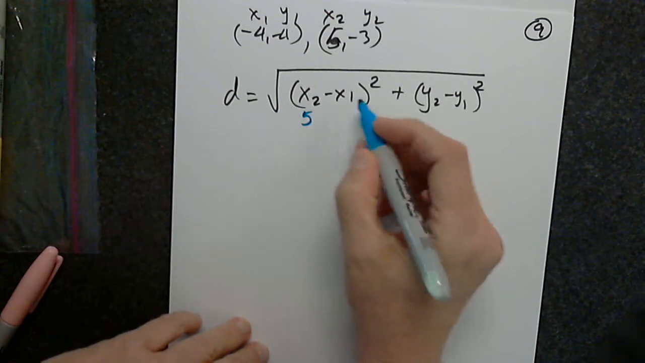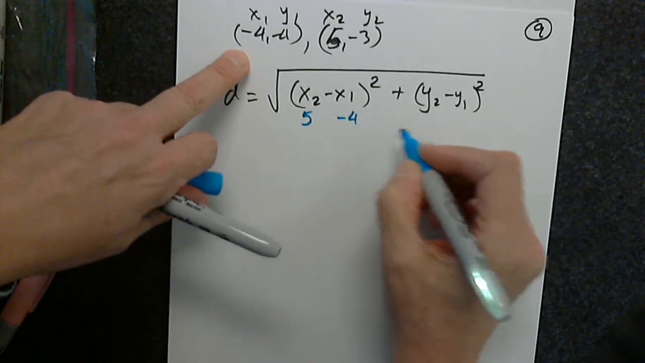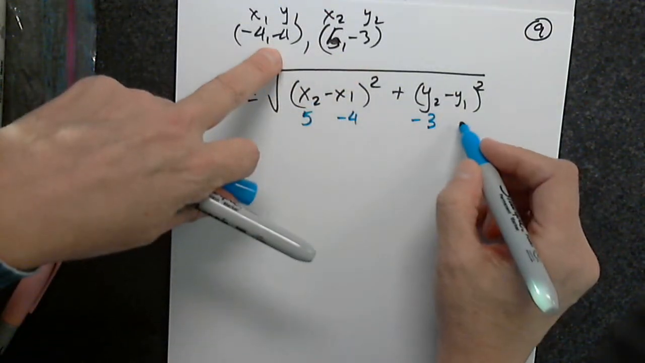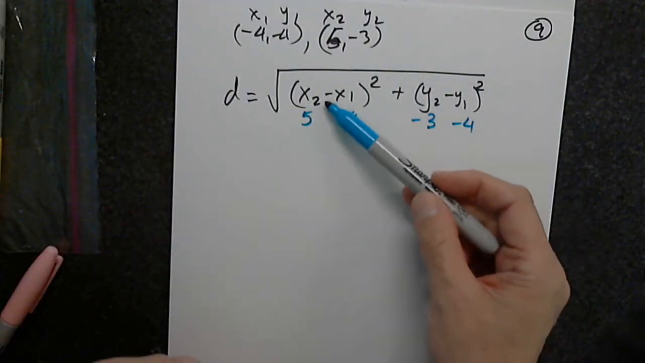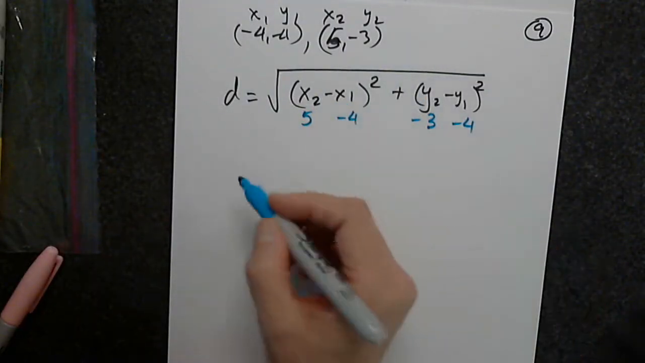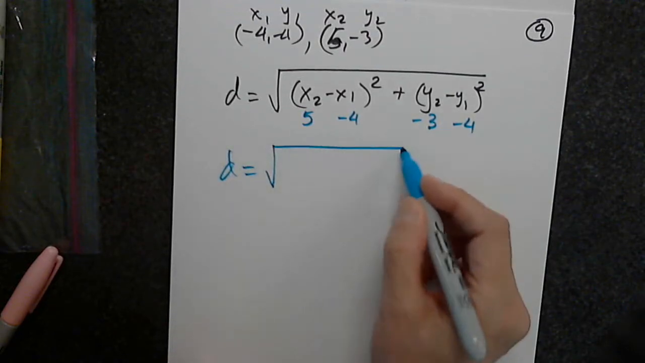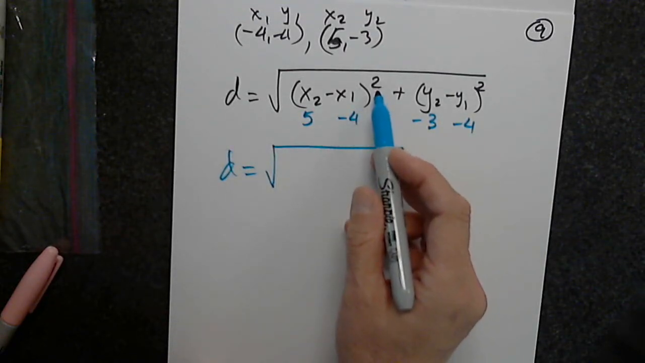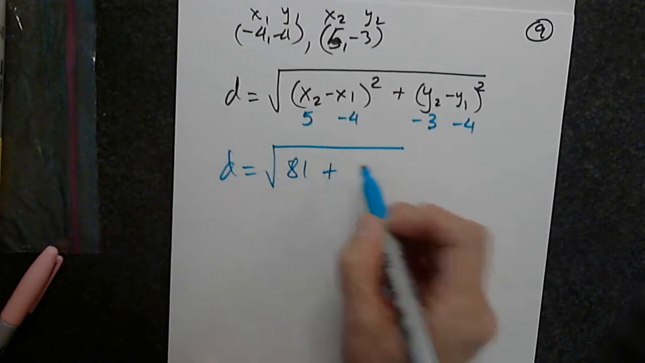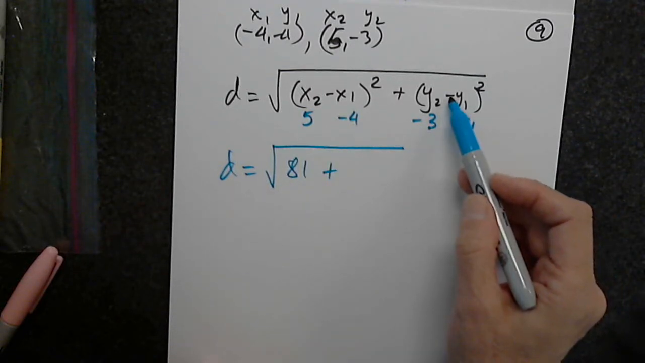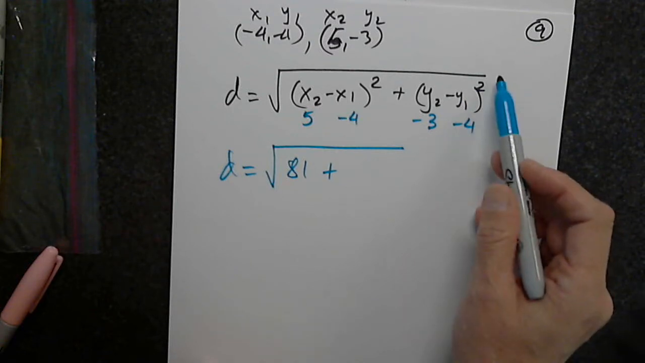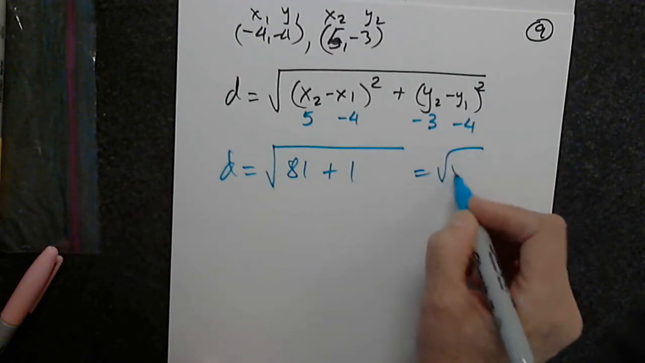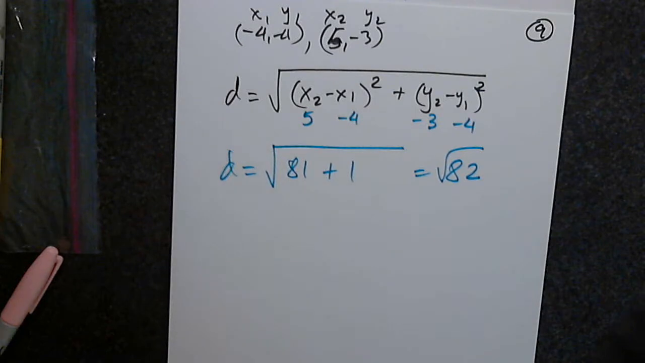So I'll write 5, and x1 is -4. I will write -3, and I will write -4. So let's do this together. 5 minus -4. How much is that? 9 squared. Very good. Plus -3 minus -4, -3 plus 4, 1 squared. That's it. And that's the distance.